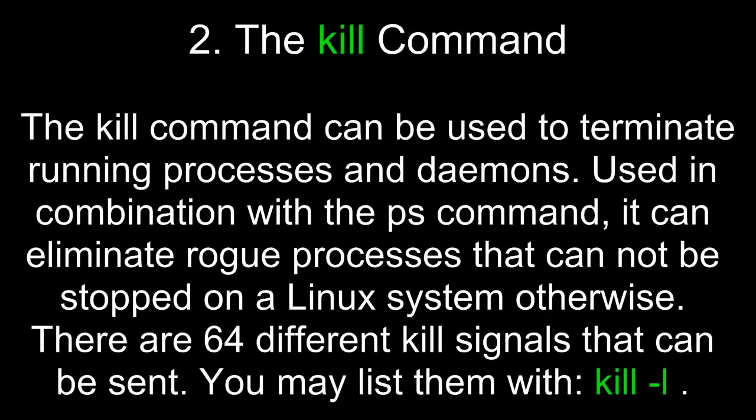The kill command. The kill command can be used to terminate running processes and daemons. Used in combination with the ps command, it can eliminate rogue processes that cannot be stopped on a Linux system otherwise. There are 64 different kill signals that can be sent. You may list them all by typing kill with the -L option.